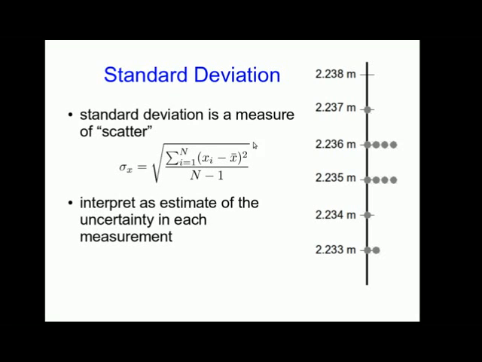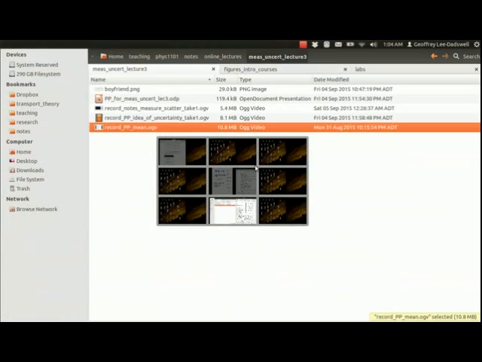Now you take the square root, and part of the reason for that is that you want an answer that has the same dimensions as your data. And if you don't take the square root, it has the dimensions of whatever your data squared is. So we're going to interpret this as an estimate of the uncertainty in each measurement, because it's the amount that they tend to scatter around the mean. Let's just do that calculation.